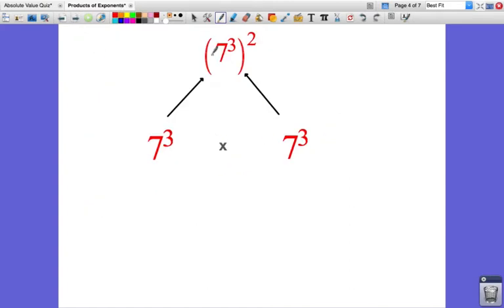So now let's do something a little bit different. Now I have 7 to the third power. All of this is in parentheses, which means all of this is raised to the second power.